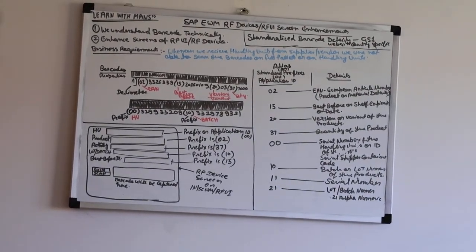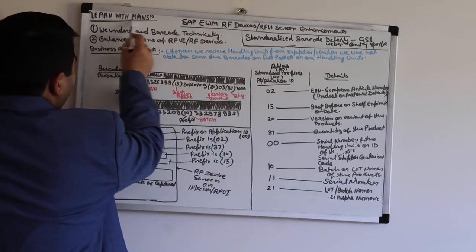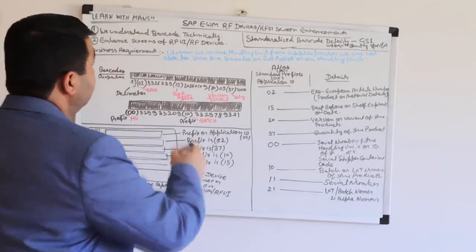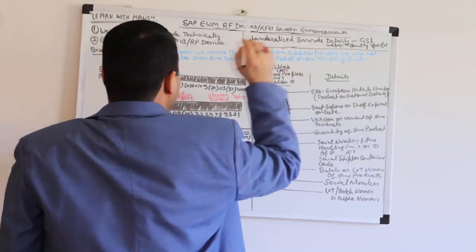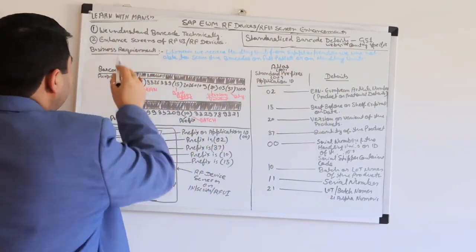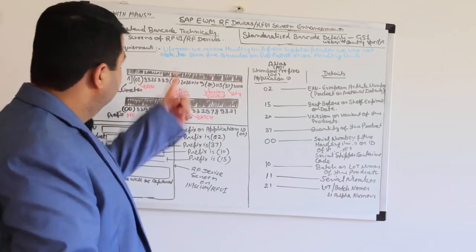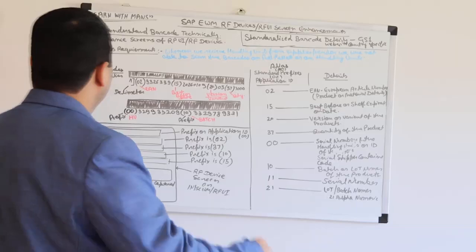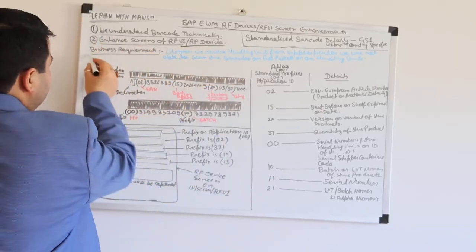First we see the brand name, LearnWithMans. My name is Mans Nagar. SAP EWM, RF devices, RFUI screen enhancements. So the first point, we understand barcodes technically. Enhance the screen of RFUI RF devices and business requirement.